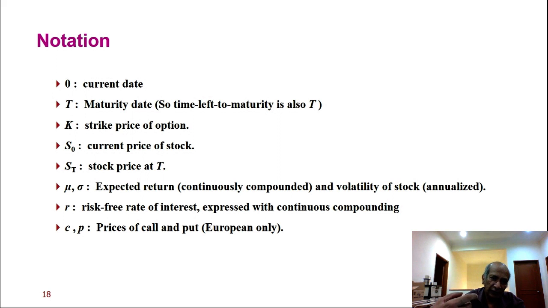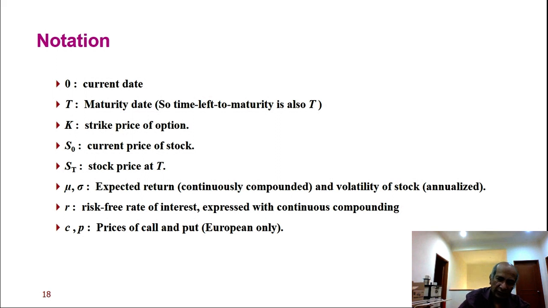K, as usual, is famously known as the strike price of the option. S0 is the current price of the stock, while ST is the stock price at time T, at the maturity. Well, we have got mu and sigma, the small sigma. The mu is the expected return, continuously compounded. The sigma is the annualized volatility of the stock. R is, as usual, the risk-free interest rate expressed with continuous compounding. C for call price and P for put price, only for European options. That's why it's small c, small p.